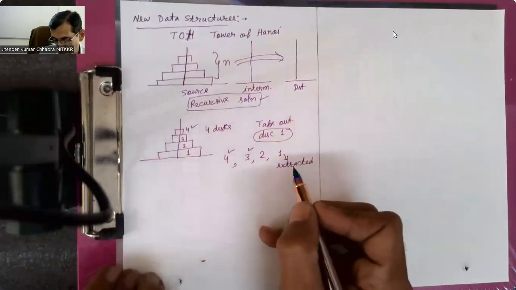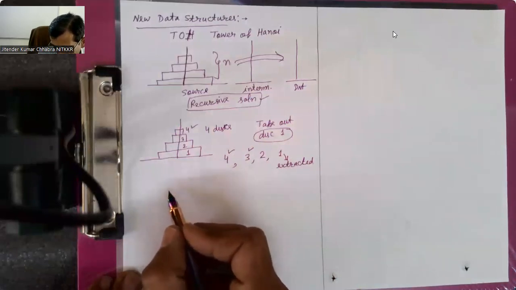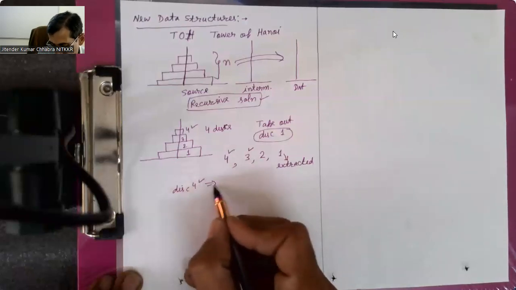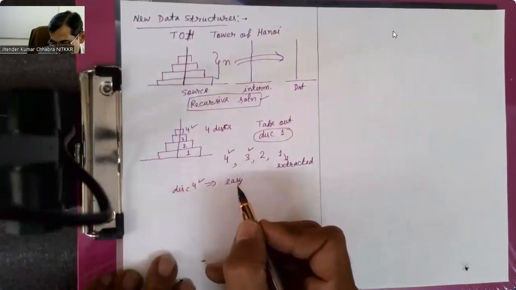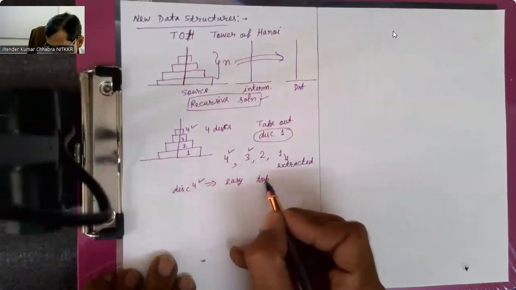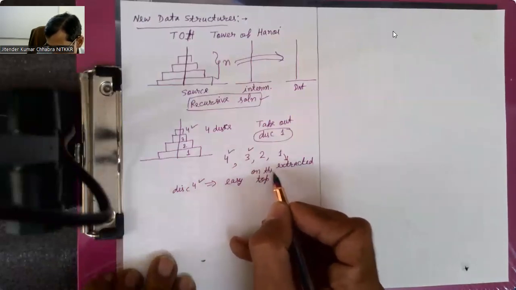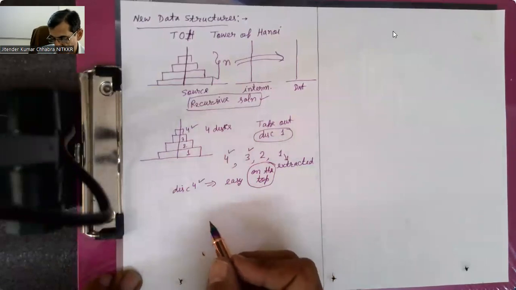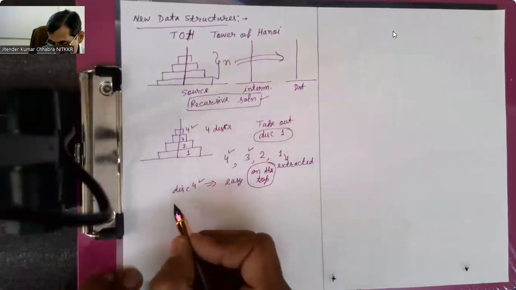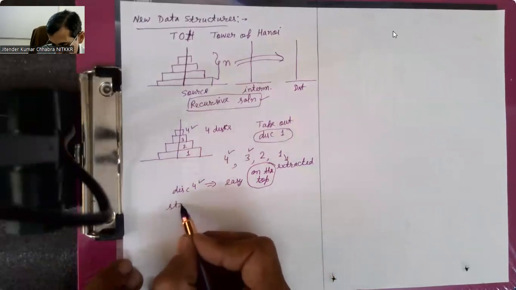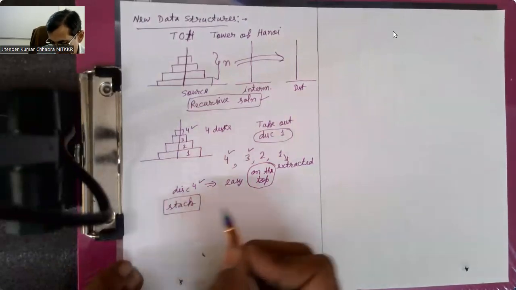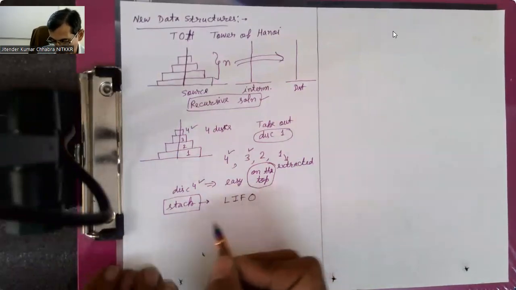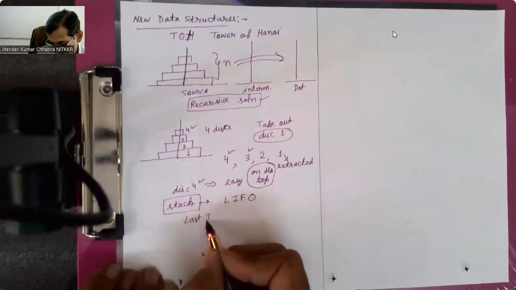This is a special kind of behavior. Let's say I want to take out disk 4. Easily, no issues, because it was on the top. So if something is on the top, it can be easily removed, but if something is at the bottom, we have to go one by one. And this kind of behavior is effectively called a new data structure, which we call a stack. So stack is a new data structure which follows the property of LIFO, last in, first out.